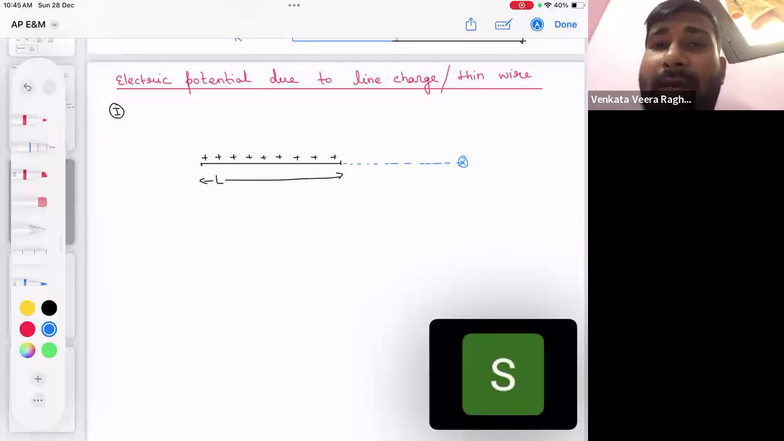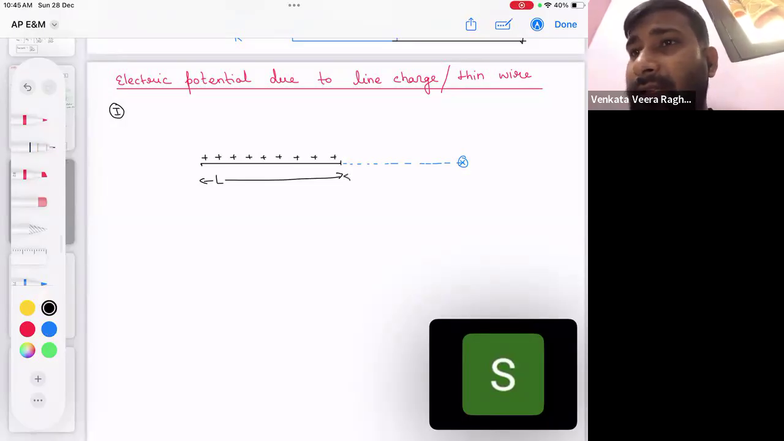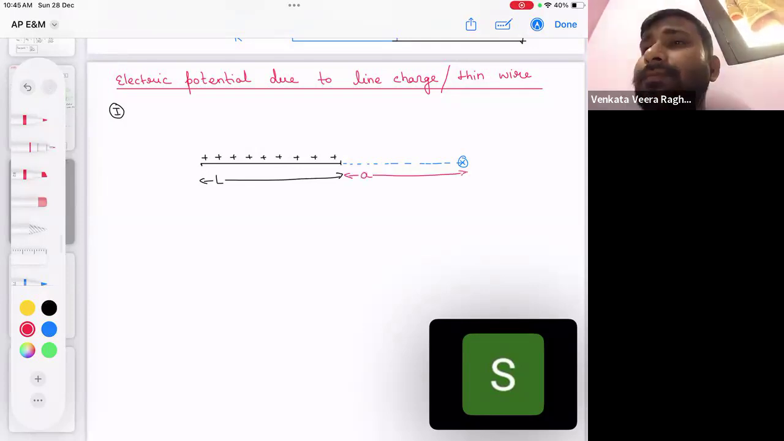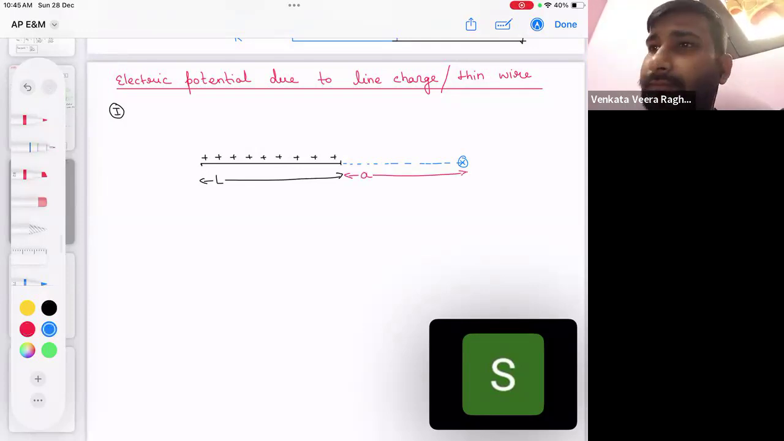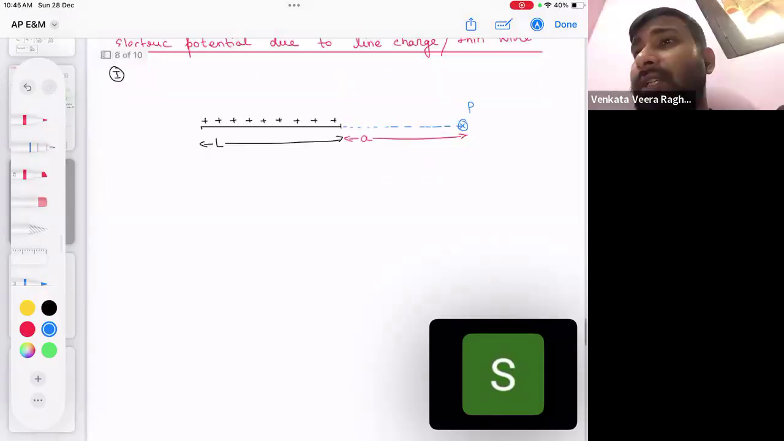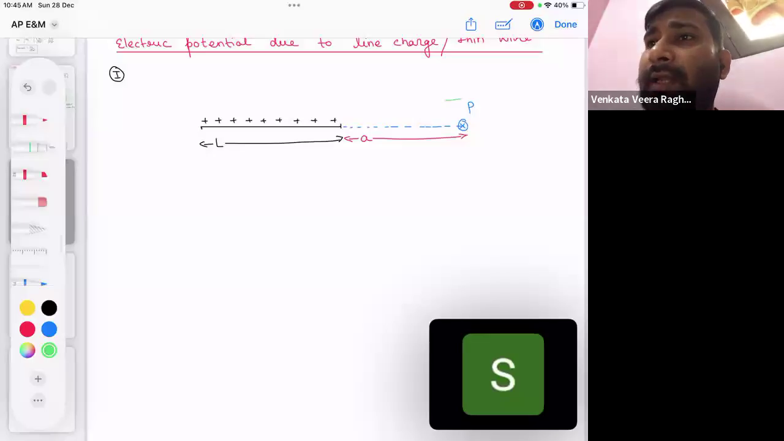Now, tell me, we want to calculate the potential due to this wire. I am going to calculate somewhere here, measuring the distance from the end of the rod. This is the point P where we want to calculate the potential. Tell me, how do we calculate it? What is the first step in the potential calculation?